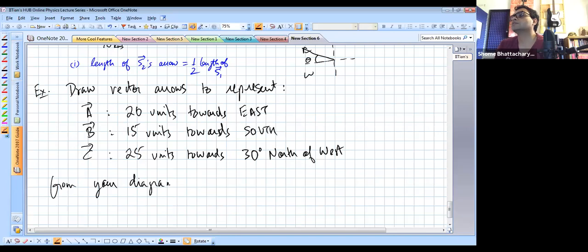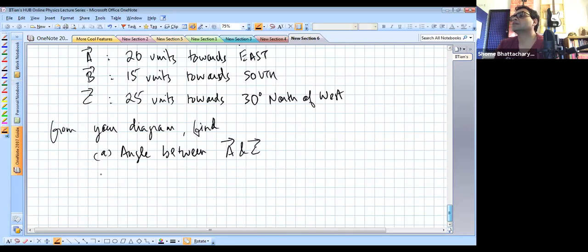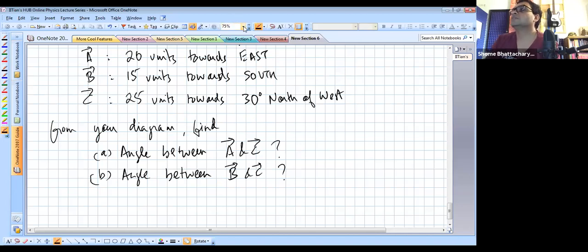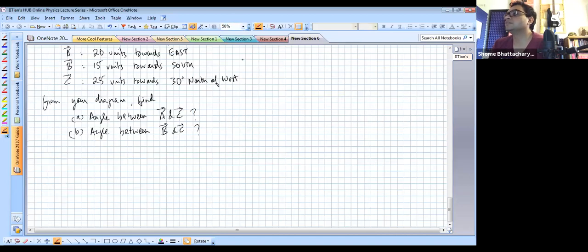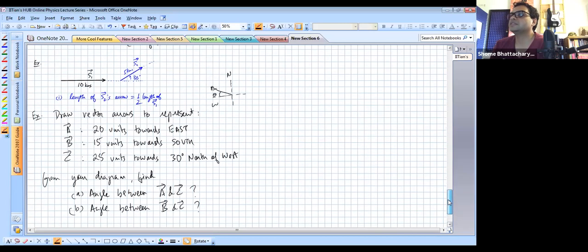also state the following. Find the angle between the vector E and the vector C. Okay. And the angle between the vector B and the vector C. So you have to also do these two things. Okay. So I'm just minimizing the board a little bit so that you can see the previous drawing that I've made and use that as a reference in case you haven't made the drawings.